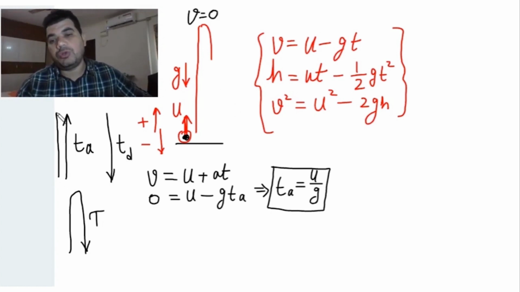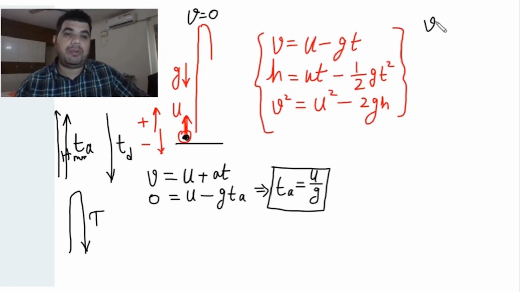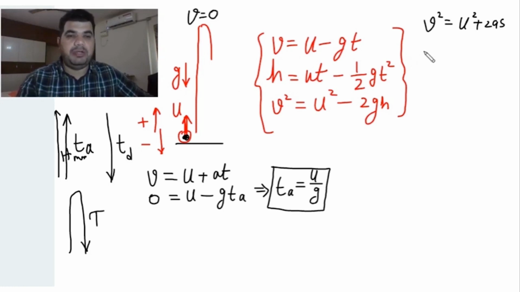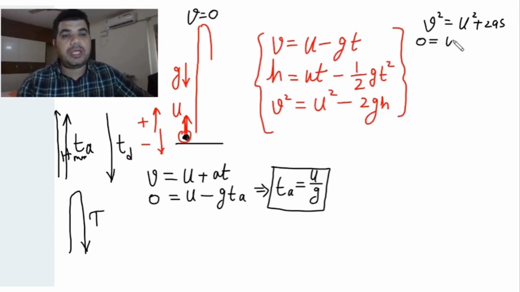Suppose the ball goes up to this height, so this is, you can say, h max. So how can we find h max? You have to apply the formula v square is equal to u square plus 2as. At the topmost point, when the maximum height is covered, the velocity is 0. So 0 is equal to u square minus 2, a is g, and h is h max.